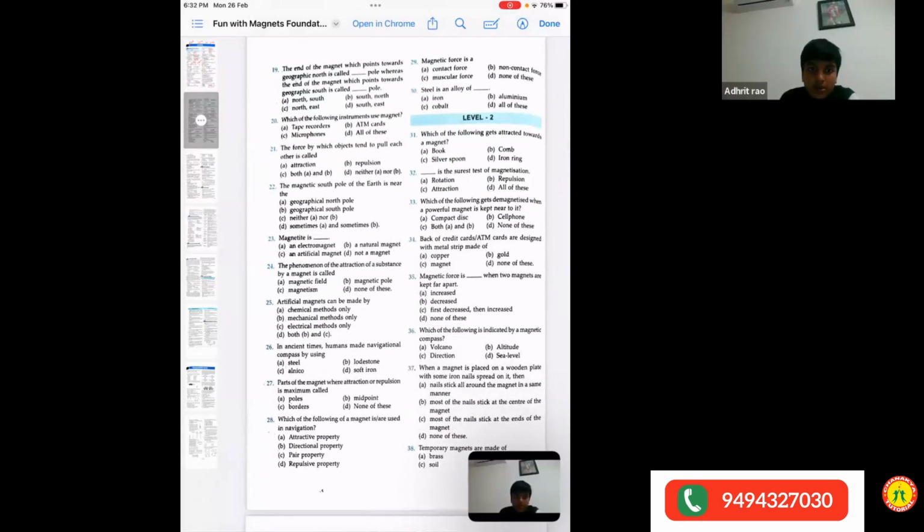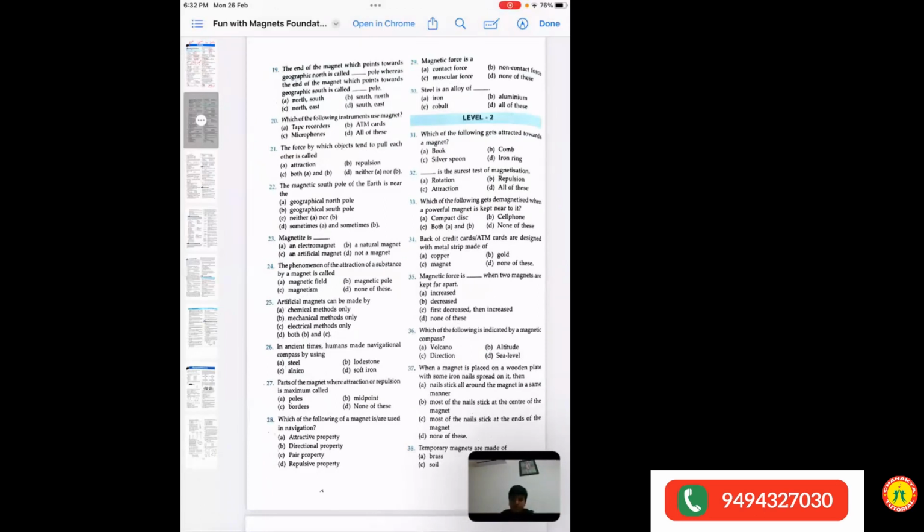19, Adrit. Yes, ma'am. The end of the magnet which points towards geographic north is called dash poles, whereas the end of the magnet which points towards geographic south is called dash pole. Ma'am, option B.